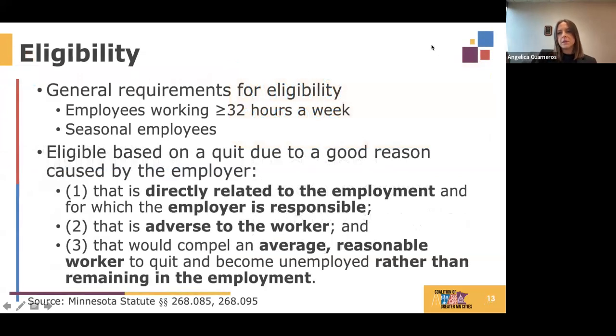So general eligibility covers a broad scope, but typically the more key parts are that it covers employees working 32 hours or more a week. And this does include seasonal employees, with a little bit more: they have to be actively looking for employment during their off season. And then eligibility based on a quit due to a good cause reason by an employer.